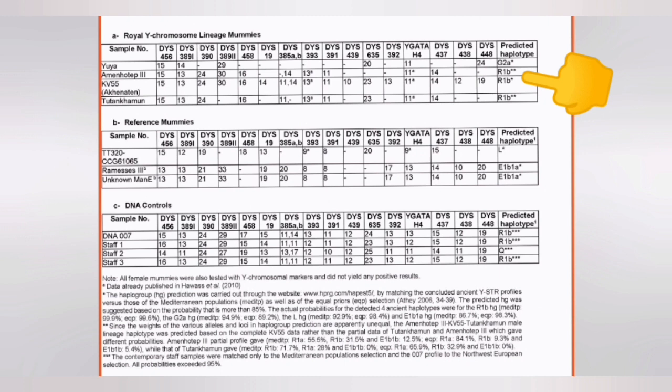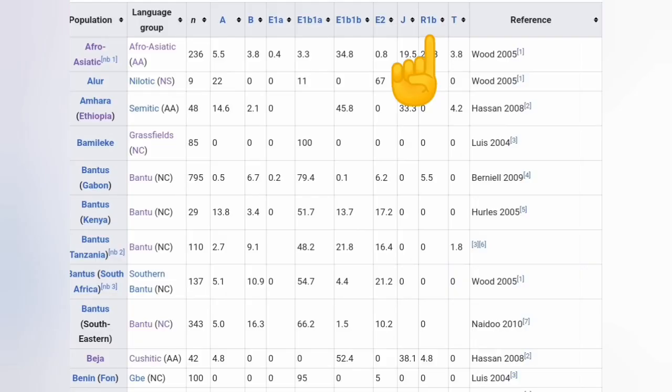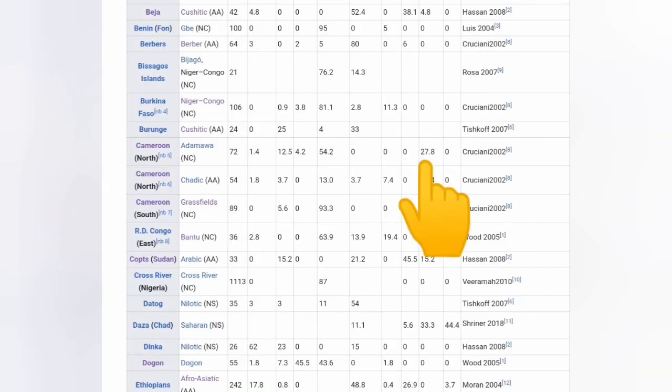To make it simple, we'll just notice that R1b is the second last percentage. So let's see, Afroasiatic 20%, R1b. It's 0% in these other groups, and then 5.5% in Bantus. Let's go straight to the one. 4.8% in Beja, which is a Cushitic people. Then it's 27% in Cameroon, 70% in Cameroon, 1.1% in the grass fields in Cameroon.